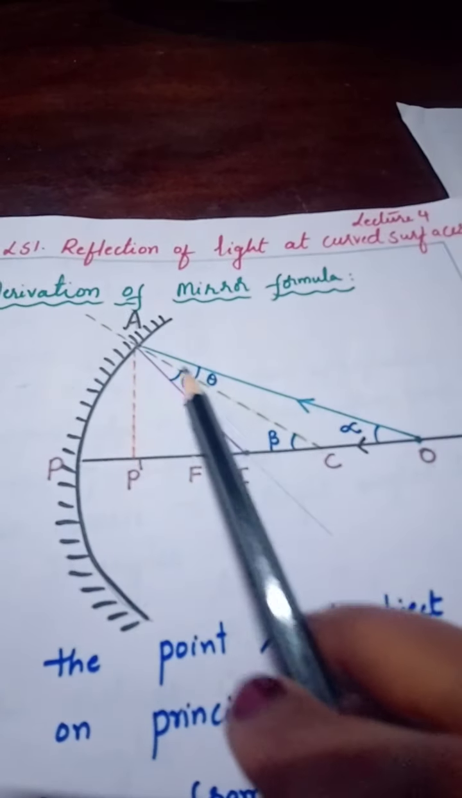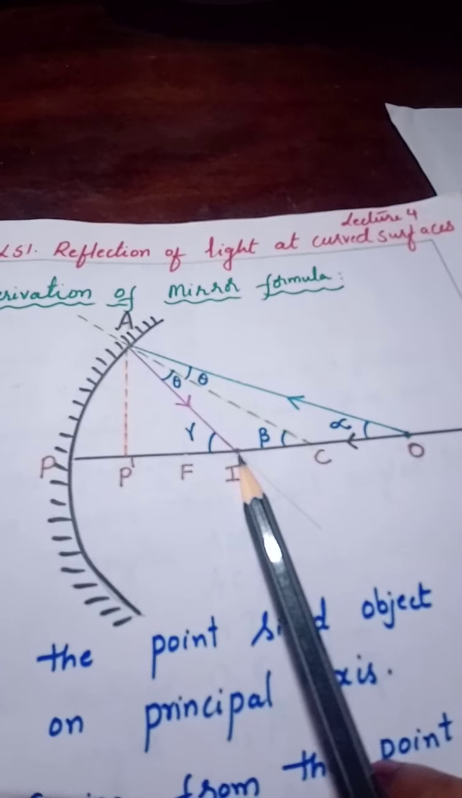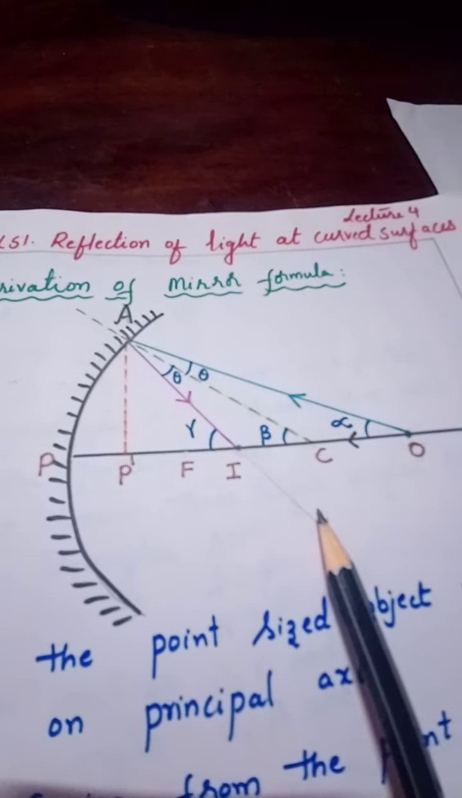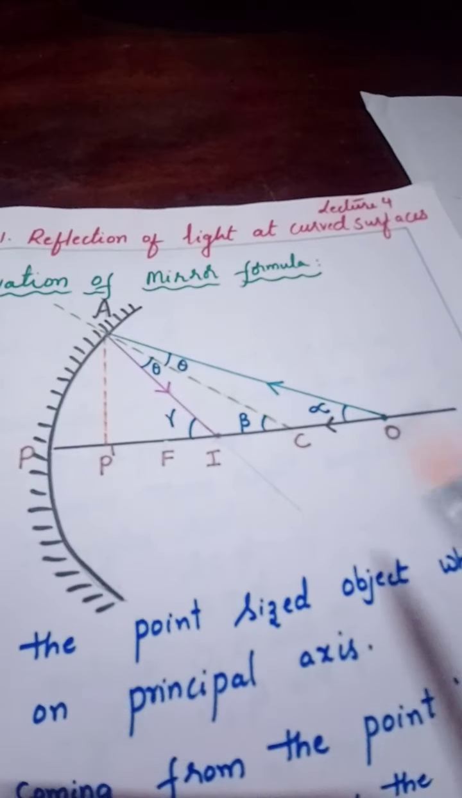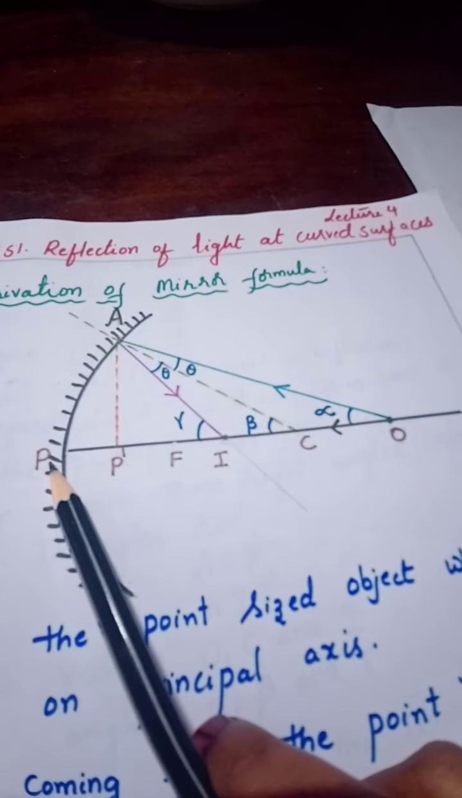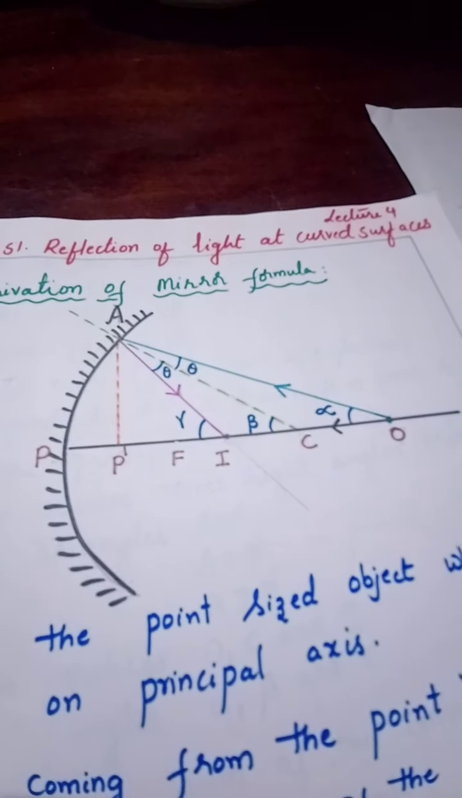The incident ray is reflected like this and touches the principal axis. Why did we stop here only? Why didn't we extend this reflected ray? Because the second incident ray is taken along the principal axis. You can take anywhere, but a minimum of two incident rays is required.